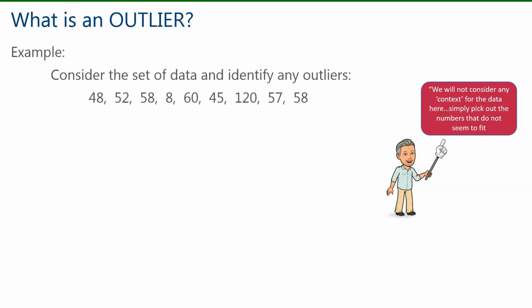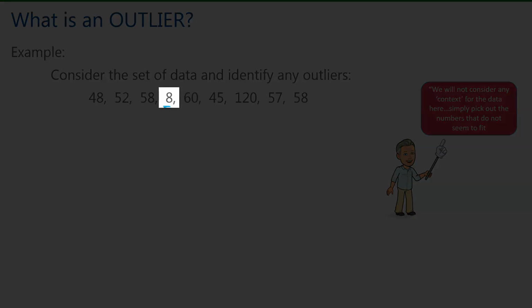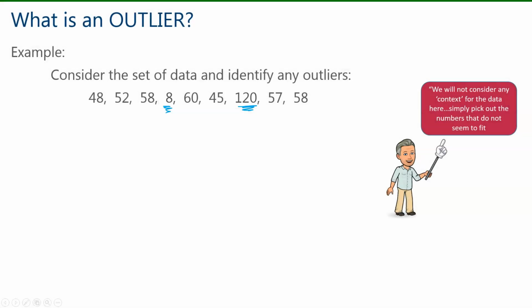So if we look through this set of numbers, 48, 52, 58, 8, 60, 45, 120, 57, and 58, are there any numbers here that just don't seem to fit with the rest? I contend that the 8 and the 120, these two data values, are significantly different from the others. So the outliers are 8 and 120. 8 is significantly less than the others, 120 significantly more.